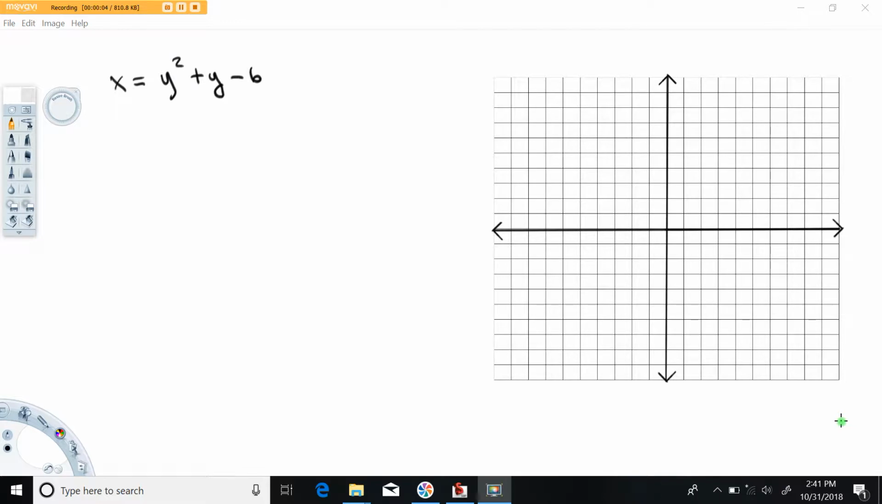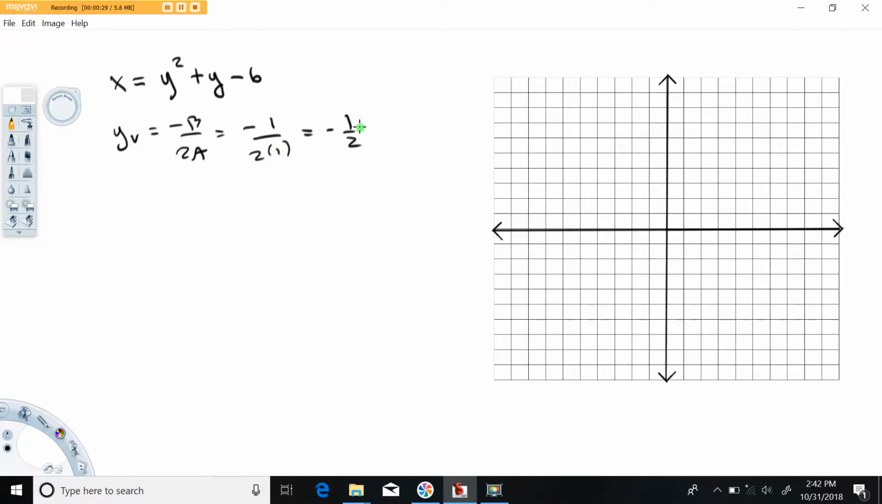I'm making this video to be example number 2 of graphing horizontal parabolas. So we're going to take a look at the parabola described by this equation, x equals y squared plus y minus 6. First thing is let's find the vertex. The y coordinate of the vertex is found by minus b over 2a, which is going to be minus 1 over 2 times 1, which is minus 1/2.